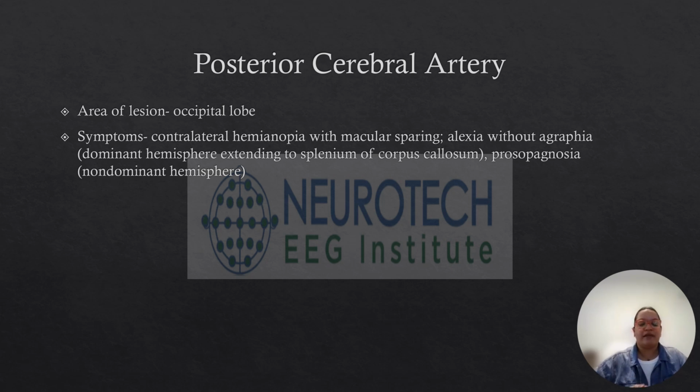So what are the symptoms if there's a stroke in the PCA? The patient is going to have contralateral hemianopia, and the patient is going to have alexia without agraphia, which means that the patient is going to be able to spell and to write, but unable to read. And then prosopagnosia, which is when the patient has difficulty recognizing faces or facial cues. So basically, it's going to have something to do with vision.